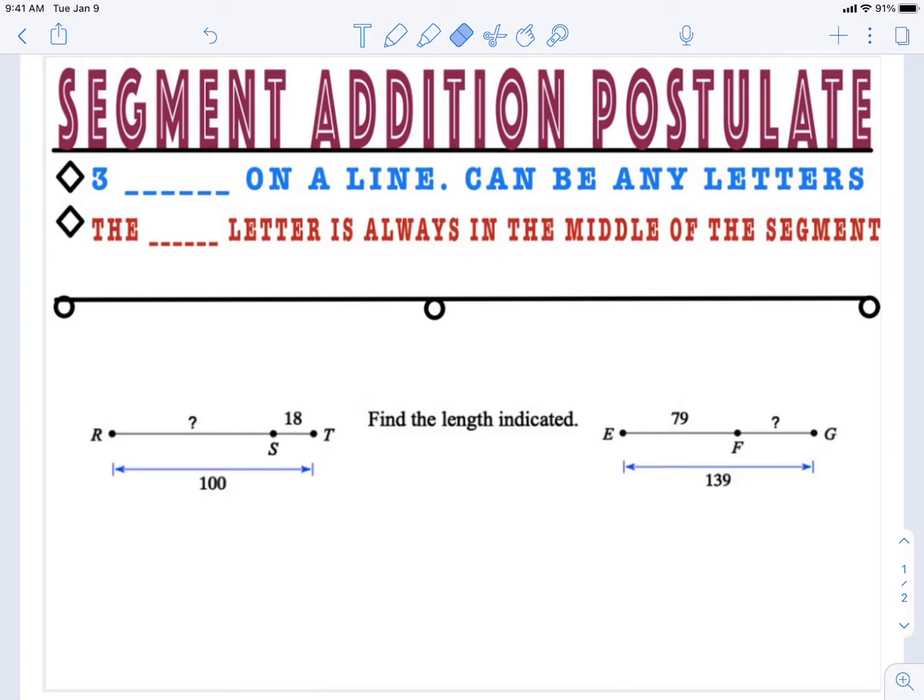All right, hello everybody. Make sure you have your paper and pencil out, notebook and pencil out. Today we are covering the segment addition postulate.